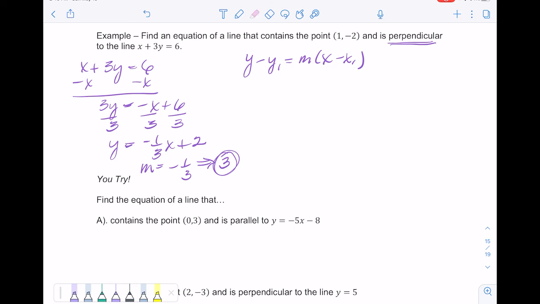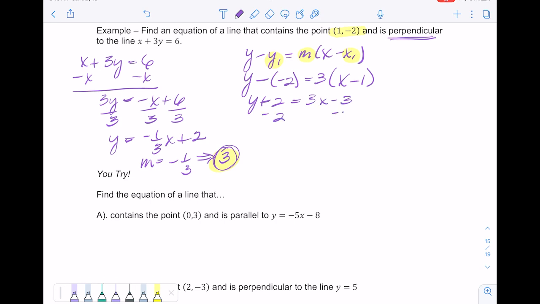So now all I'm going to do is take my m and my point and plug it into the equation. So you're going to have y minus negative 2 equals 3 times x minus 1. And then just clean it up and solve for y. So now if I was to take this equation and this equation and graph them, you would see that they would be perpendicular. They would form a 90-degree angle when they intersect.